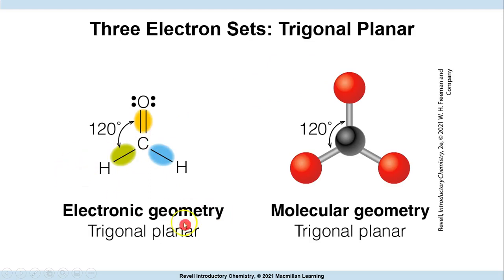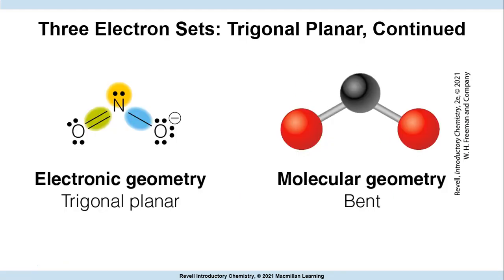So the electron geometry here, the electronic geometry, is trigonal planar. 1, 2, 3, trigonal planar. And the molecular geometry as well is 1, 2, 3. We have 3 bonds, 3 atoms bonded. So that is going to be trigonal planar as well for the molecular geometry.